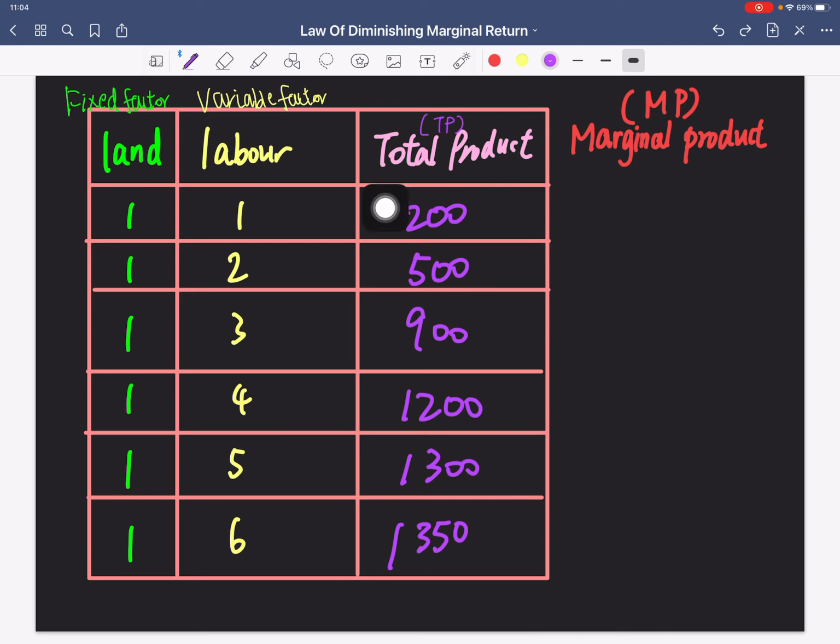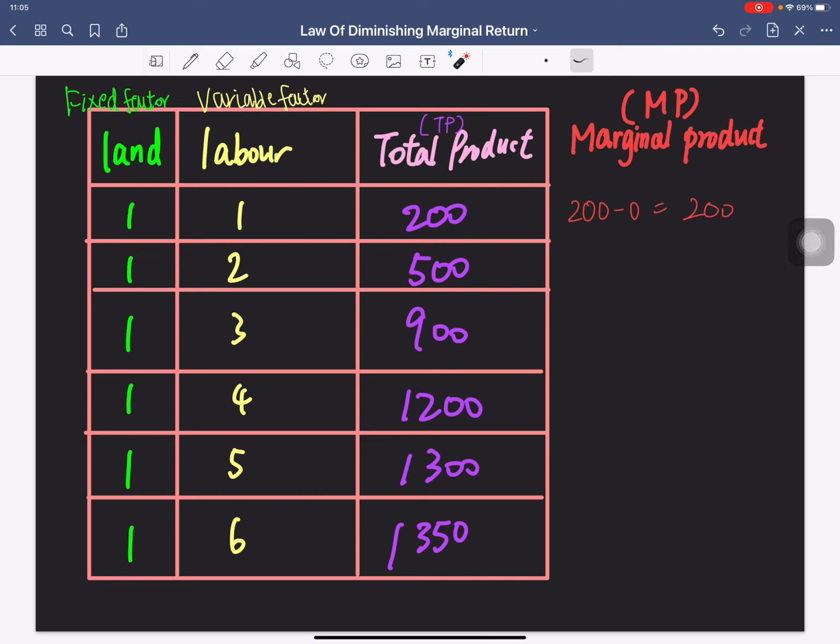So this extra unit of labor is going to help us gain 200 total product as return. So we're going to use the formula 200 minus 0, so we have 200. It means that by employing 1 extra unit of labor, we gain 200 minus 0. This 200 is our marginal output. It is the increase due to employing 1 additional unit of the variable factor.